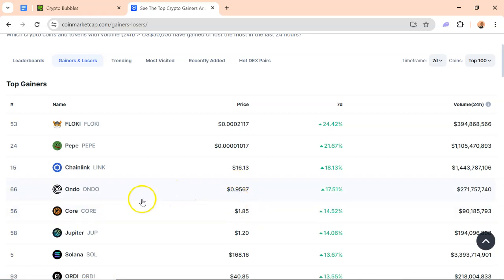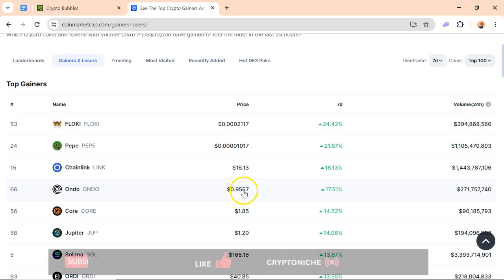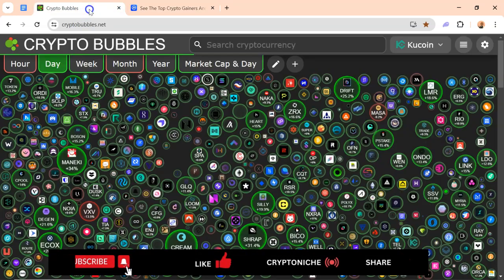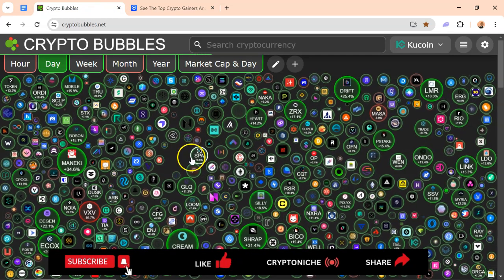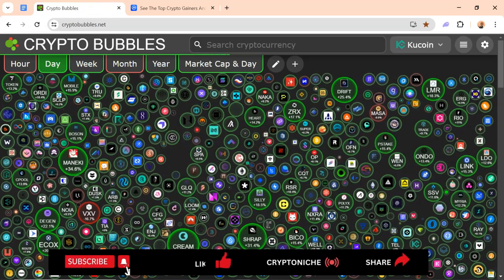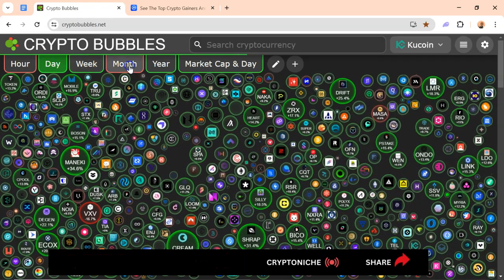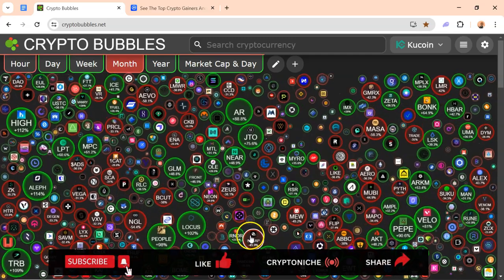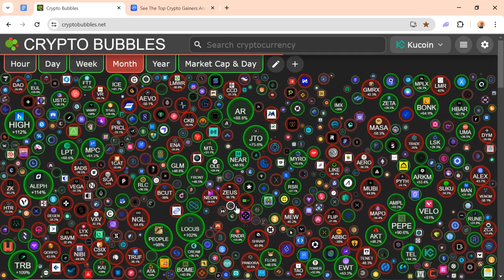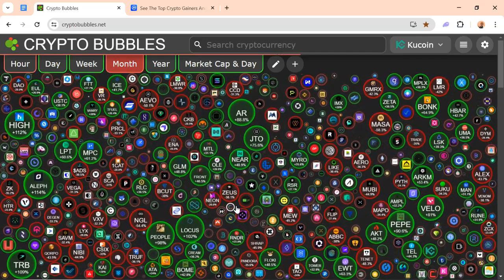Okay, someone actually opened a long position on Ondo, and he rolled that from 16 cents to about 86 cents. So now coming back to this Crypto Bubbles, this is why we are here. You can switch to day, week, month, like this one. You can say on a monthly basis, most of these tokens are actually yet to recover from the previous drawdowns.